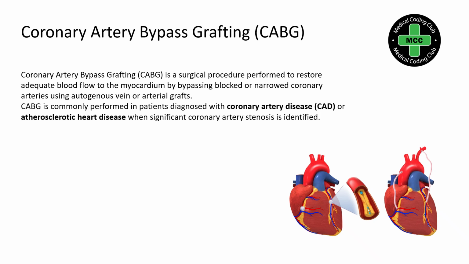Coronary artery bypass grafting is a surgical procedure performed to restore proper blood flow to the heart muscle by bypassing the blocked or narrowed coronary arteries using a vein graft or arterial graft, sometimes combined grafting. So we will see a very simple and effective way to understand CABG CPT coding. Let's see the code set.